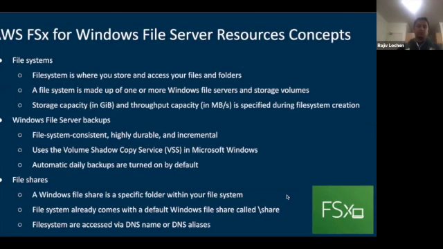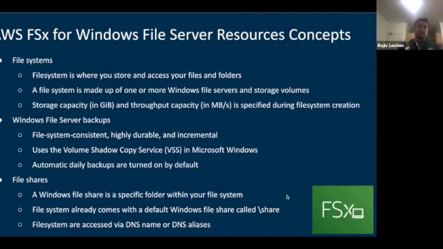Some of the core concepts of FSx for Windows File Server are file system, file server, backups, and file shares. File system is, as you know, where you store your files which you want to access, and there are one or more Windows file servers and storage volumes in a file system. Storage capacity and throughput capacity can be defined when you create a file system. Backups with FSx are consistent, highly durable, and incremental. It uses Volume Shadow Copy Service in Microsoft Windows, and automatic daily backups are turned on by default.